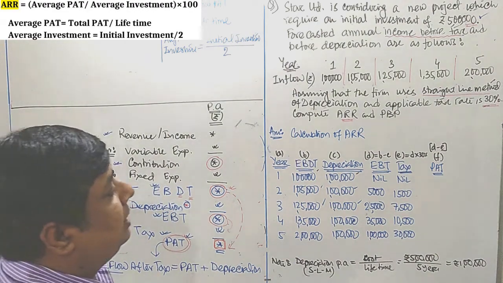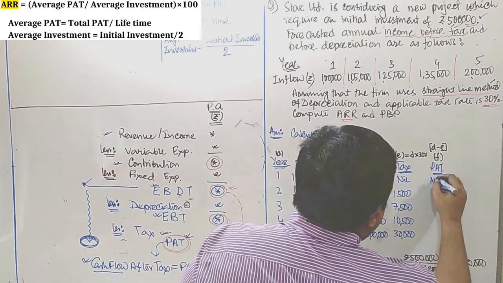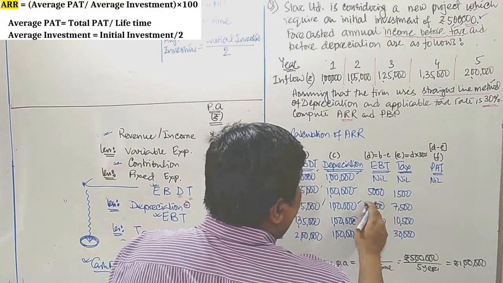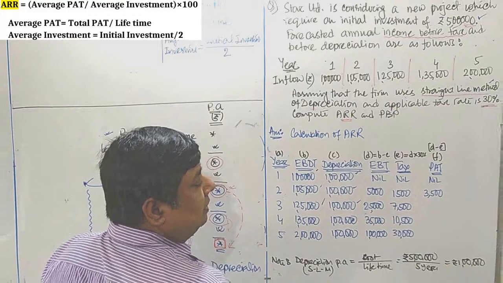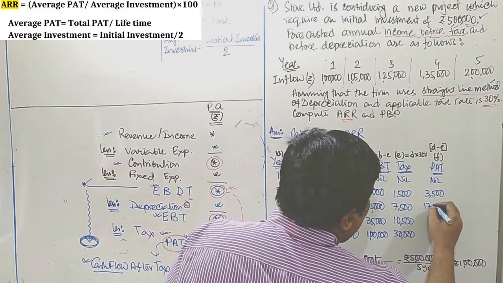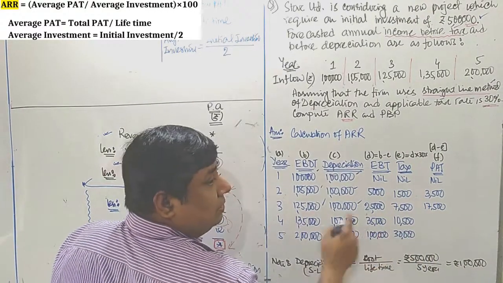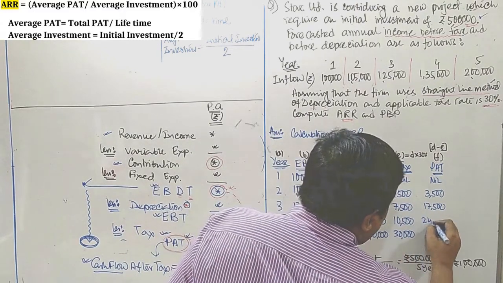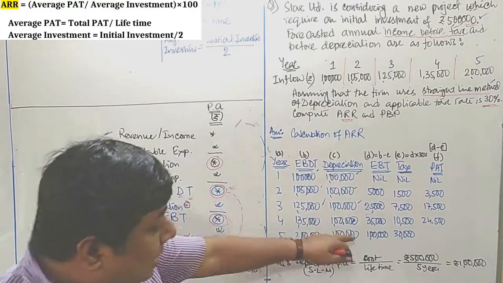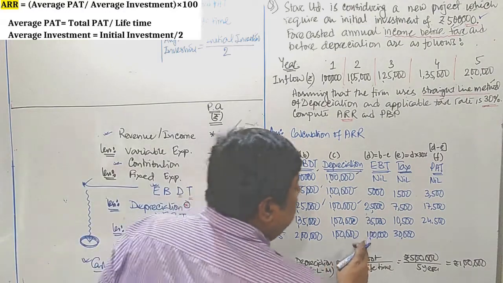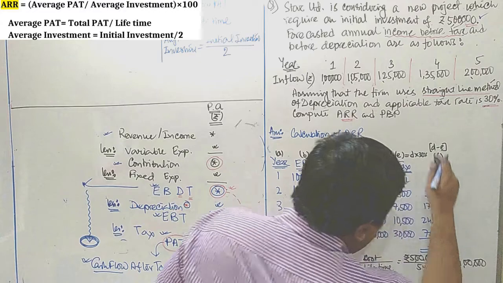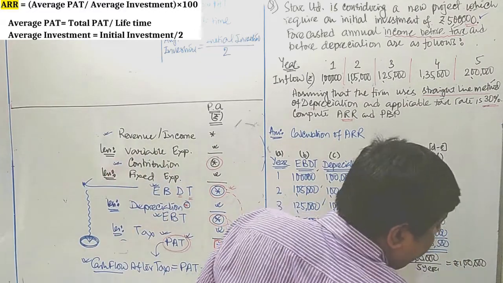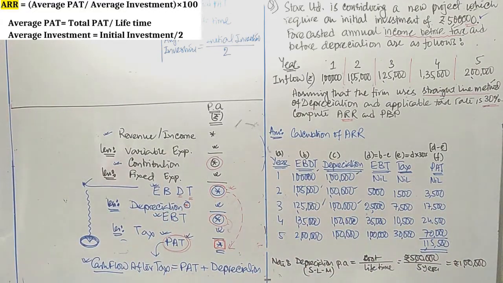At first it is nil minus nil, the PAT balance you will get is nil. It is 5,000 minus 1,500, you are getting 3,500. It is 25,000 minus 7,500, you are getting 17,500. 35,000 minus 10,500, you are getting 24,500. 1 lakh minus 30,000, EBT is 1 lakh, tax is 30,000. If you deduct that, you are getting 70,000. Now we need to make the total, getting a total of 1,15,500.